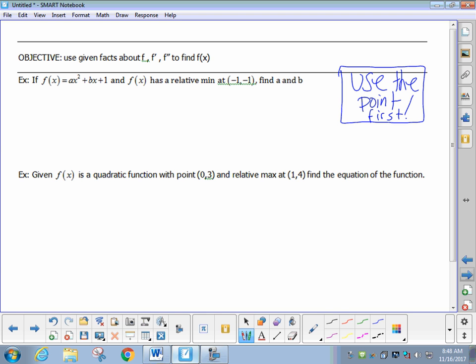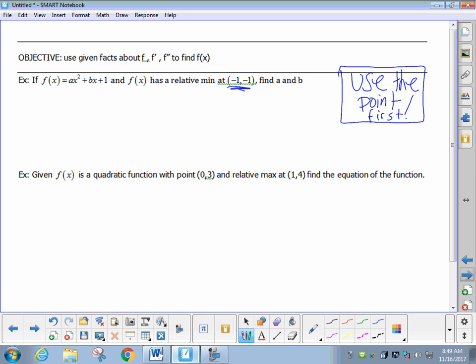Okay? People are so juiced that they know, I know what relative min means. Here I go, derivative, boom, boom, boom, boom. That they overlook the simplest thing. And that is that -1 is a point on the function. You should use it first. Forget relative min for now. This is a point on the function.